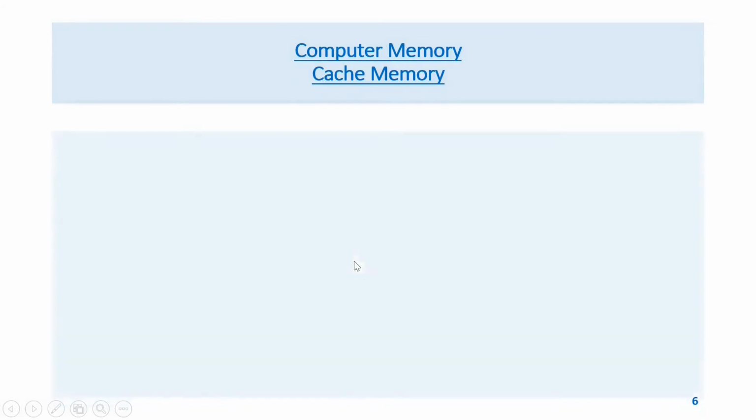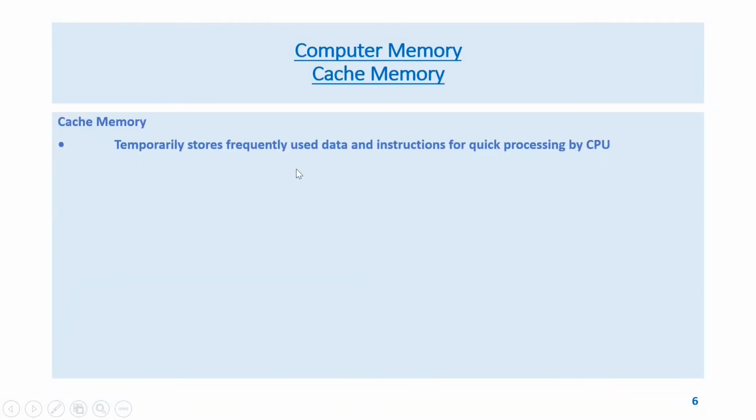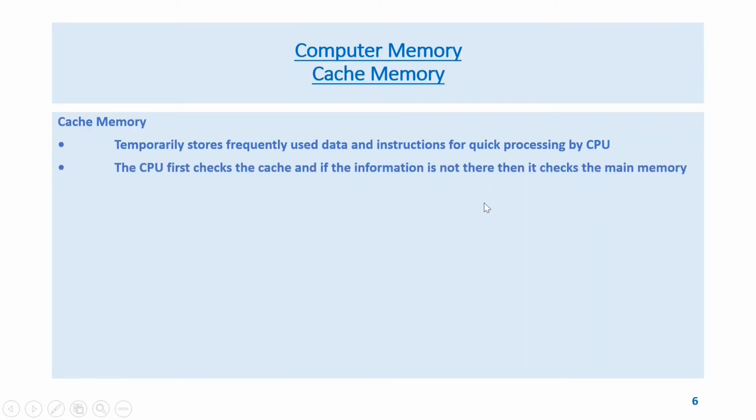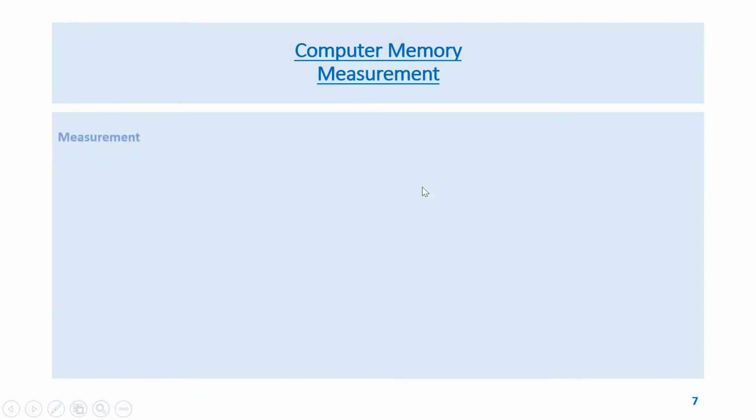Now let us look at cache memory. Cache memory temporarily stores frequently used data and instructions for quick processing by the CPU. The CPU first checks the cache, and if the information is not there, then it checks the main memory. It is expensive. Now let us look into measurement.